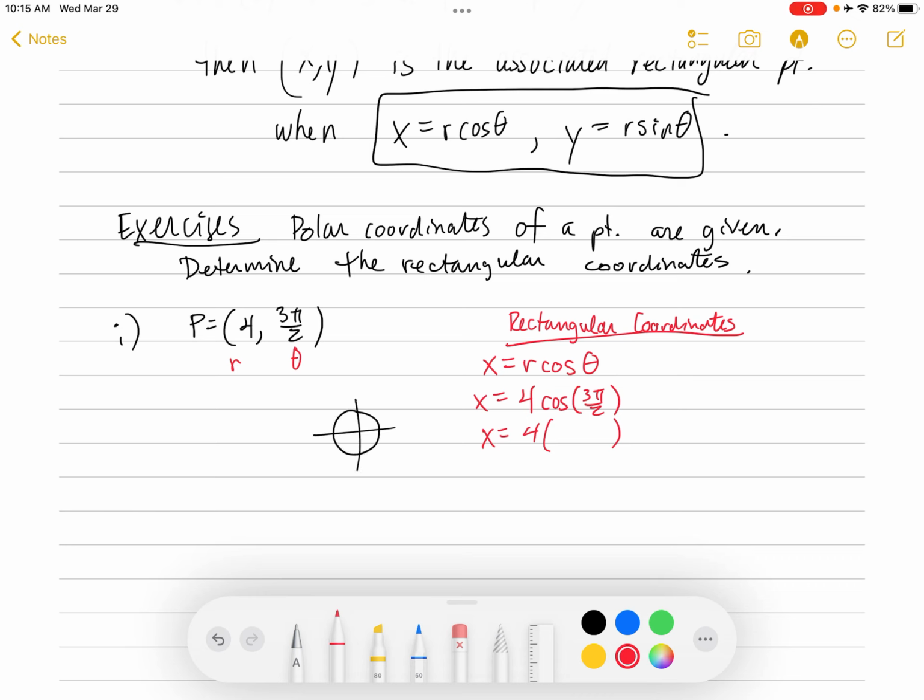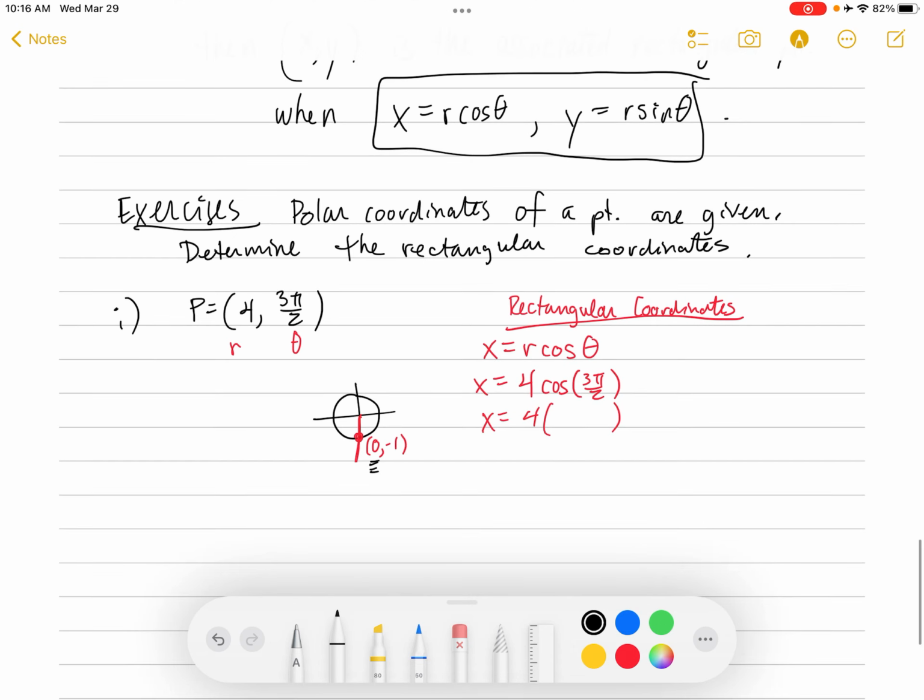So 4 times, what is the cosine of 3 pi over 2? Well, remember where 3 pi over 2 is. It's a 270 degree angle right here, and it has a terminal point of 0, negative 1. And the cosine here is the x value, right at 0. So the cosine of 3 pi over 2 is 0. We've got 4 times 0 is 0, so our x value is 0.